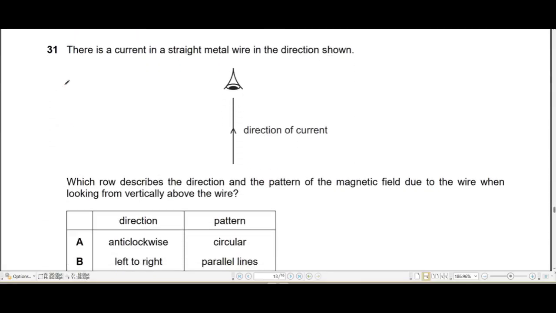Moving on to question number 31. There is a current in straight metal wire in the direction as shown. Which row describes the direction and the pattern of the magnetic field due to the wire when looking from vertically above the wire? Okay, whenever we have a conductor like a wire, so in order to find the direction of the current or the magnetic field lines, one is given and one that we have to find. So we always use our right hand grip rule.